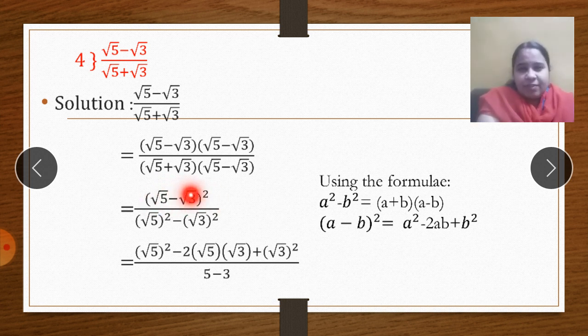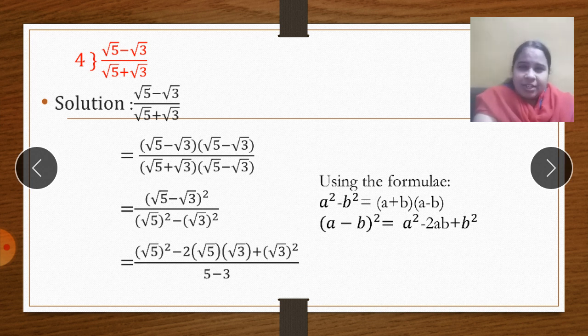A is root 5, B is root 3. So what is the formula? A square, so root 5 the whole square, minus 2 into AB, so minus 2 into root 5 into root 3, plus B square. B is what? Root 3. So I'll write plus root 3 the whole square. Okay, write it, then you will understand it.